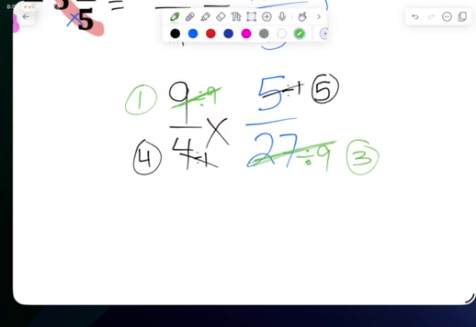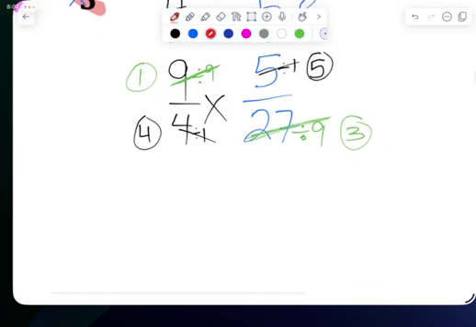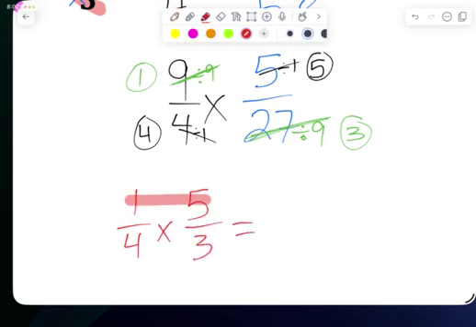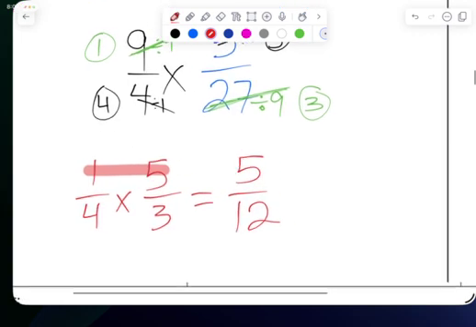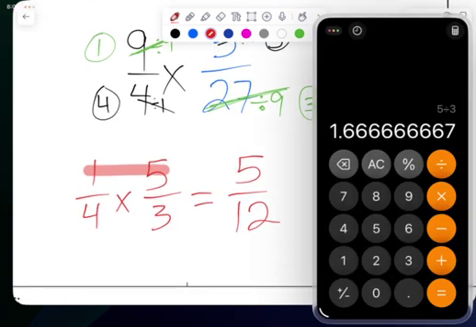Right, now let's rewrite our circled numbers. Look at us go. 1 over 4 times 5 over 3 equals 1 times 5 is 5, and 4 times 3 is 12. At this point, a lot of kids are saying, Miss Colby, do I need to make this be a mixed number?